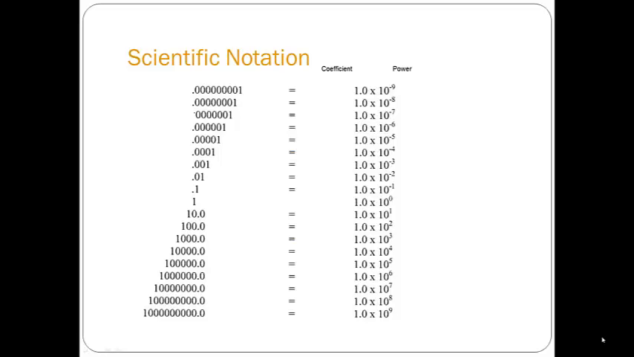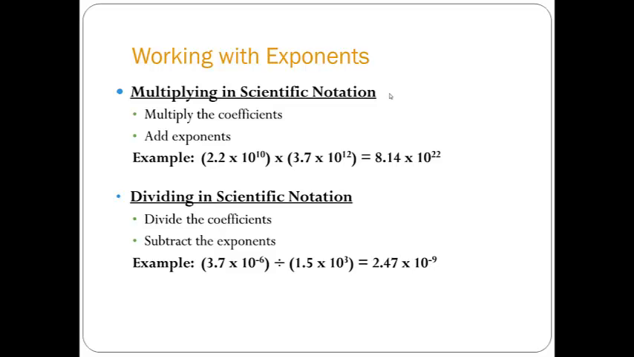If it's been a while since you've worked in scientific notation, you'll want to go back and refresh your memory on scientific notation. Remember, the number written before the multiplication sign is called the coefficient, and the number written after the multiplication sign is called the power. Multiplying with scientific notation is simple. You simply multiply the coefficients and add the exponents. Dividing in scientific notation is also simple. You divide the coefficients and subtract the exponents.